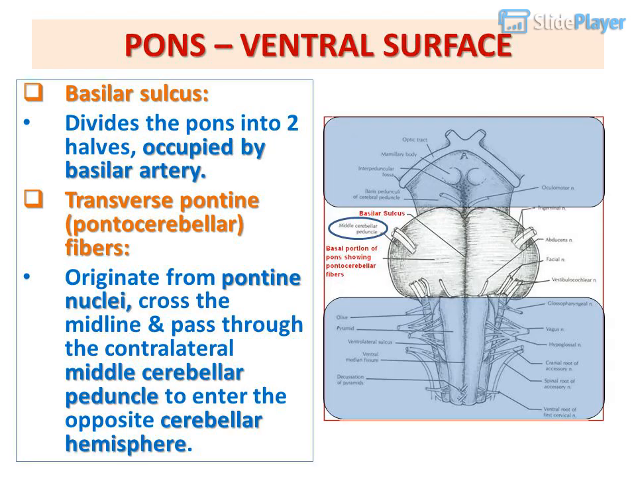Pons, ventral surface. Basilar sulcus divides the pons into 2 halves, occupied by basilar artery. Transverse pontine, pontocerebellar, fibers originate from pontine nuclei, cross the midline and pass through the contralateral middle cerebellar peduncle to enter the opposite cerebellar hemisphere.